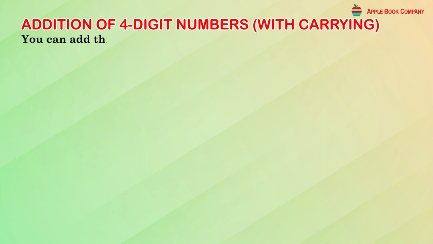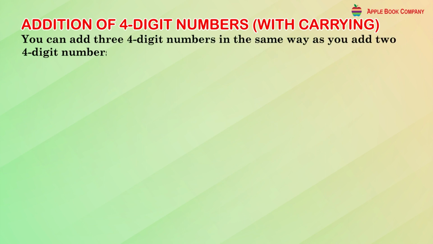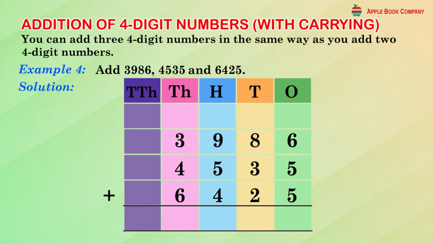You can add 3 4-digit numbers in the same way as you added 2 4-digit numbers. For example, when you add 3986 plus 4535 and 6425 by placing them in the correct columns, because you've added ones, which is 6, 5 and 5, which gives us 16. Place the 6 in the ones place and carry the 1 to the top.